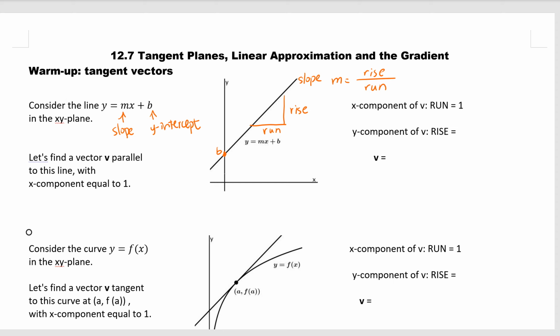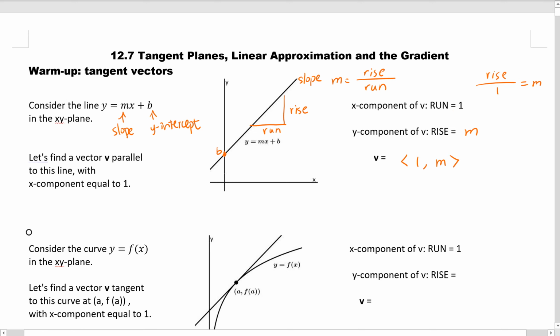Suppose we want to find a vector v parallel to this line with the x component equals 1. So the x component is 1. 1 is like the run. So rise over run, 1, equals the slope m. Then rise will equal m, right? So the x component of the vector equals 1. The y component of the vector equals m. So this is the vector parallel to this line.